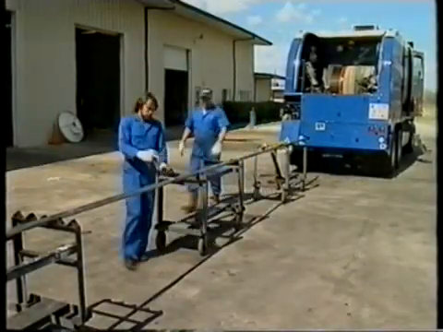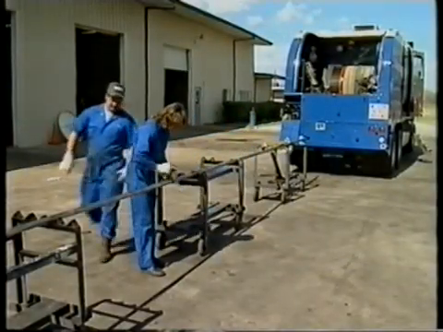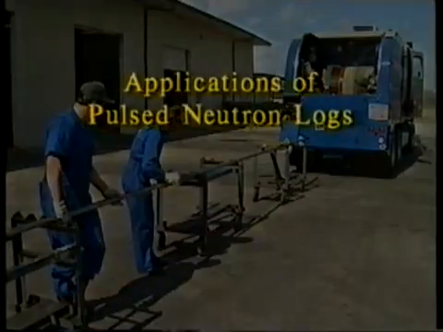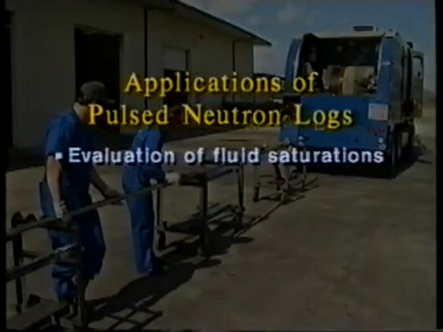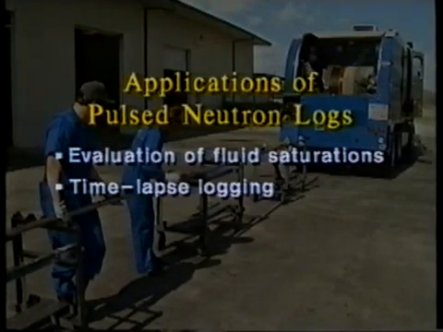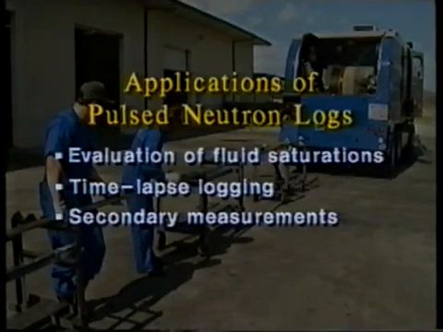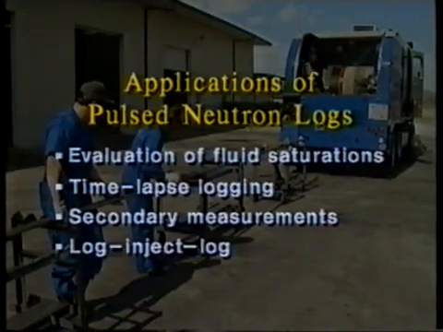The applications of pulsed neutron logging may be categorized into 4 groups: evaluation of fluid saturations when open-hole data are not available, time-lapse logging to monitor changes in saturation over time, often useful in water floods to monitor flood front movement, secondary measurements that can indicate flow inside the casing, and a log-inject-log technique used to determine the residual oil saturation expected in a reservoir after it waters out.